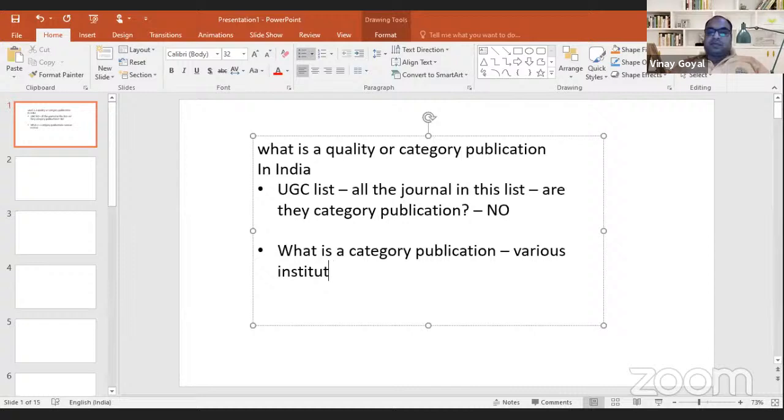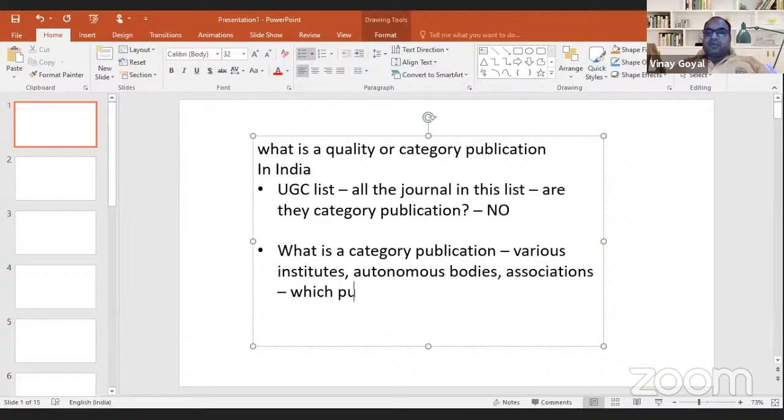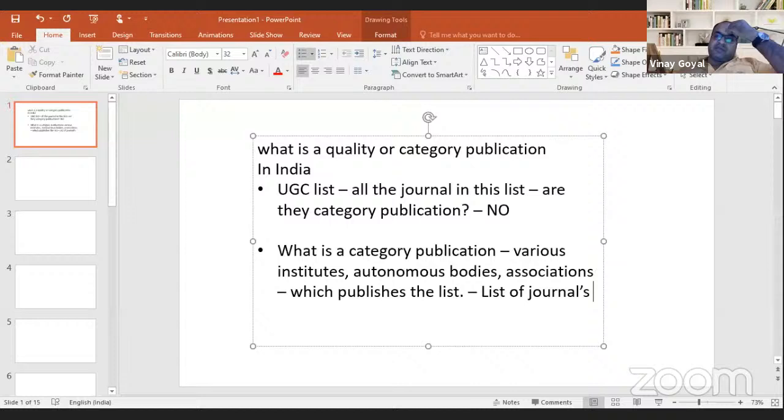There are various institutes, autonomous bodies, associations which publish lists. So there is a list of journals which are published by various institutes, various associations, various autonomous bodies, right? They will issue a list based on various factors. One of the important factors is citation. The journal which has high citation will have high impact factor. I will come to that at a later part.